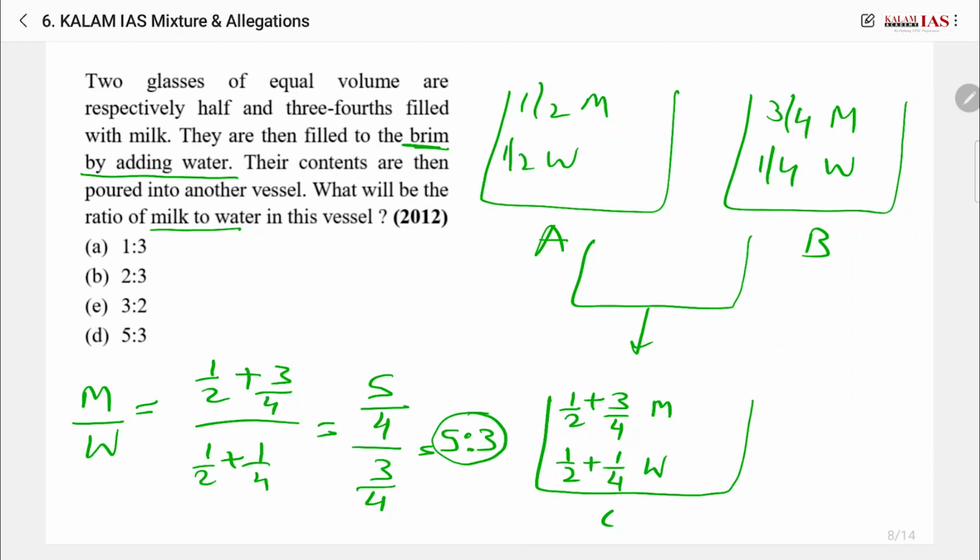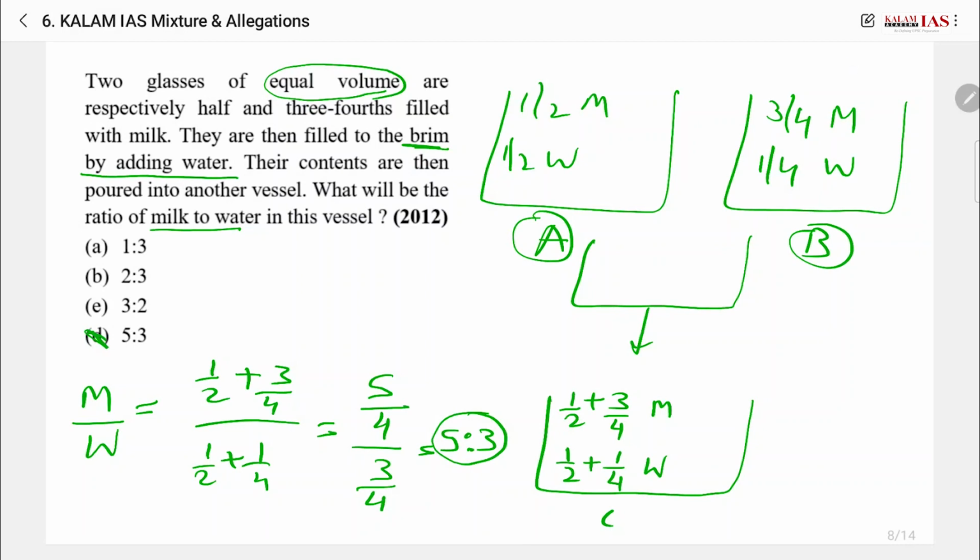Again a question similar to the previous problem. Answer will be option D. Same thing, the values are interchanged and the language is slightly twisted. It is just saying 2 glasses of equal volume. Now this is important. Basically glass A and glass B are of equal volume.